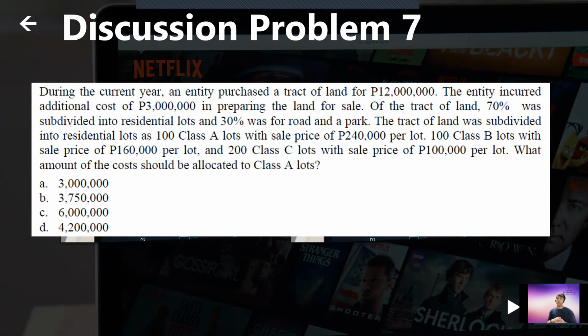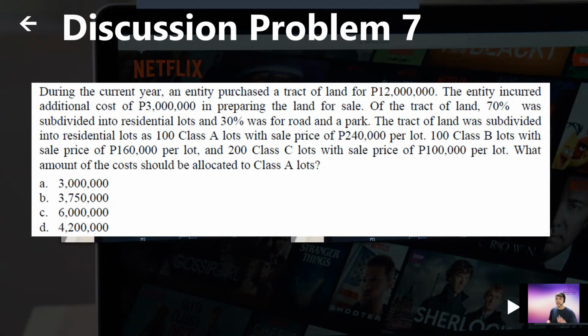So let me read the problem. During the current year, an entity purchased a tract of land for 12 million. The entity incurred additional cost of 3 million in preparing the land for sale. Of the tract of land, 70% was subdivided into residential lots and 30% was for road and the park. The tract of land was subdivided into residential lots as 100 Class A lots with sales price of 240,000 per lot, 100 Class B lots with sales price of 160,000 pesos per lot, and 200 Class C lots with sales price of 100,000 per lot. So what amount should be allocated to Class A lots?